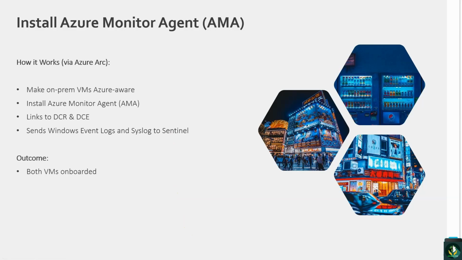By the end of this module, both virtual machines will be connected, sending live logs, and ready for us to create alert rules, analytics, and incident investigations in the next module. So grab your on-prem virtual machines and Azure portal. Let's start connecting your environment to Sentinel.